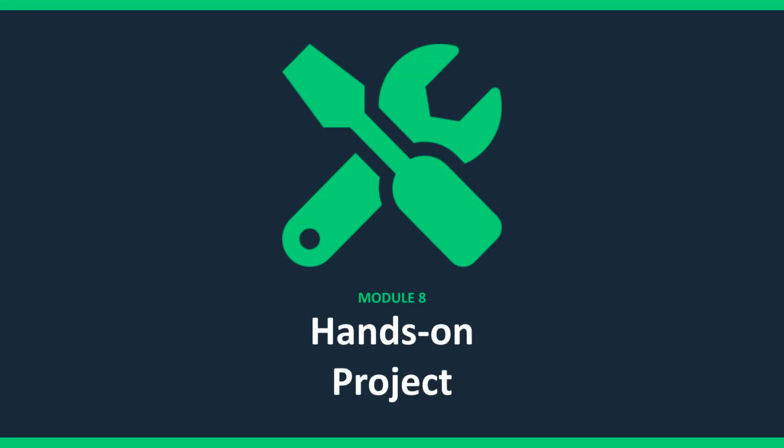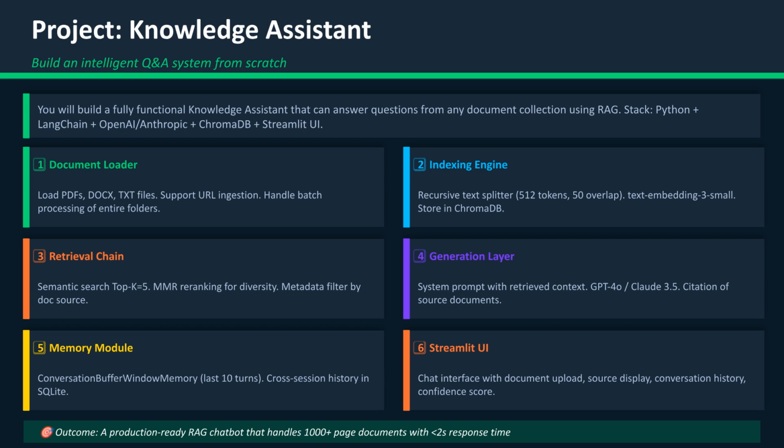We now transition to Module 8, Hands-on Projects. Here, we apply all the knowledge from the previous modules to build practical, real-world AI agents like a knowledge assistant, a PDF chatbot, and an enterprise documentation agent. The Knowledge Assistant project guides you through building a functional RAG system from scratch using Python, LangChain, and ChromaDB. We cover all 6 essential components, from document loading and indexing to the retrieval chain, generation layer, memory, and a Streamlit UI.